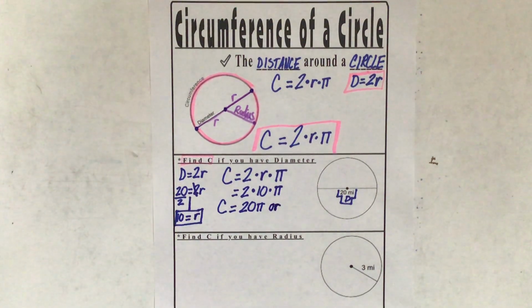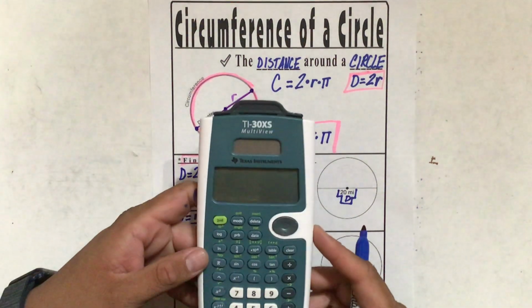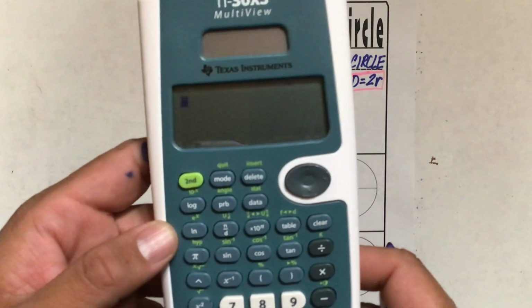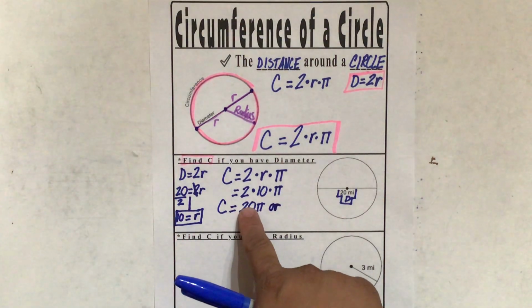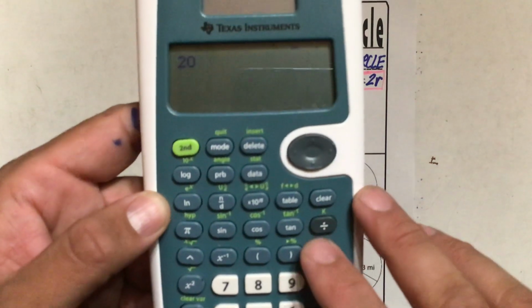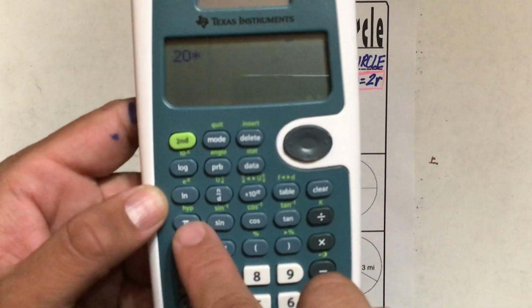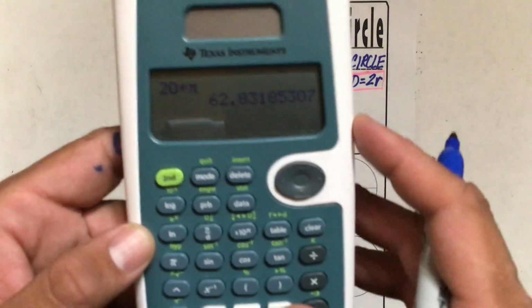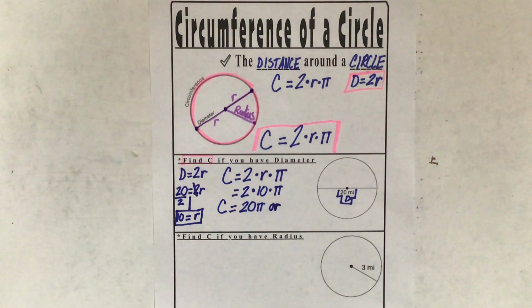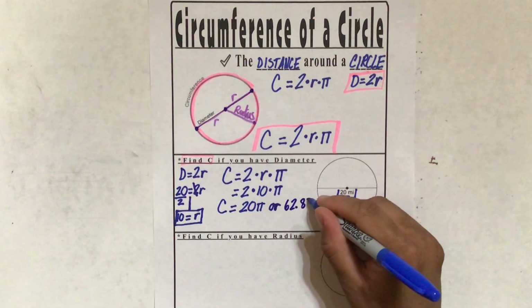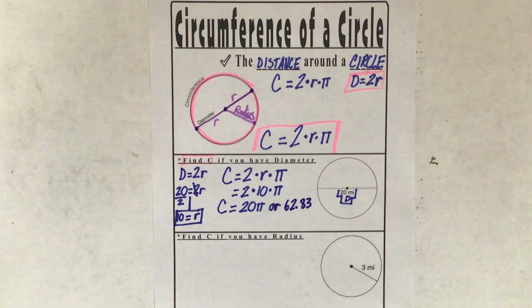solve to the nearest 10th place. So that means that we have to take our calculator here. Make sure that you guys can see here. We have to take our calculator and we have to multiply, what does that say? 20 times pi. So we have to multiply 20 times, where's my pi? Right there. Pi is equal to 62.83. So I get 62.83. Now I'm going to round to the nearest 10th place.